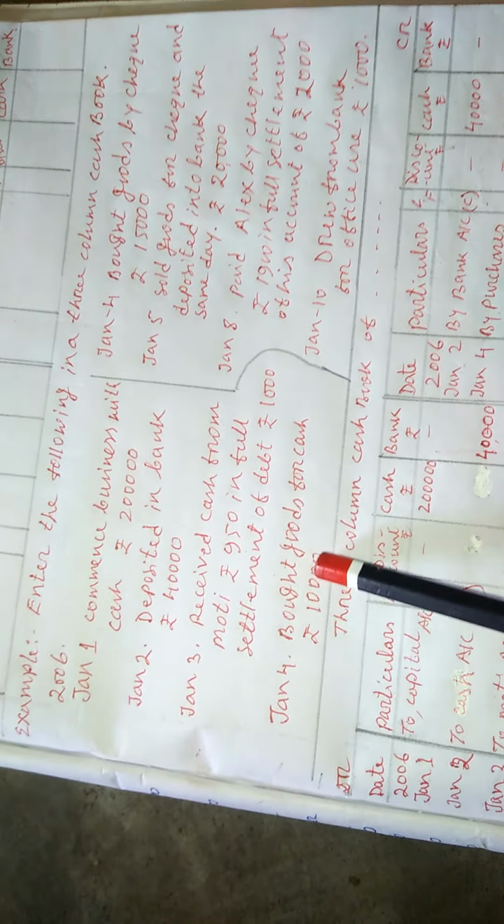Sold goods for check and deposited into the bank on the same day. Now see, this transaction, sell goods and receive check, and the same day the check has been deposited in the bank. So it will not have a contra entry. Directly, date 5, see, to sales account, the amount will directly be recorded in the bank column. Okay, that is directly deposited, 20,000.